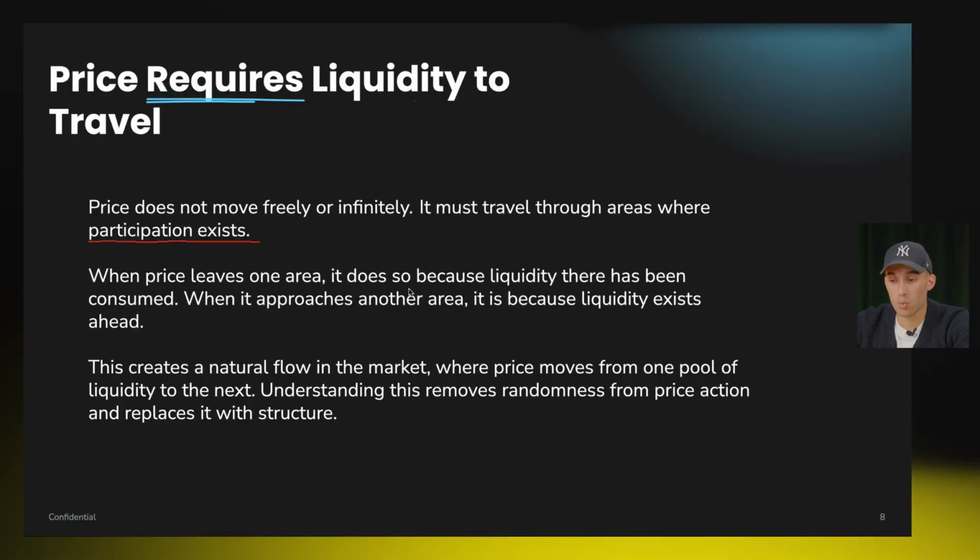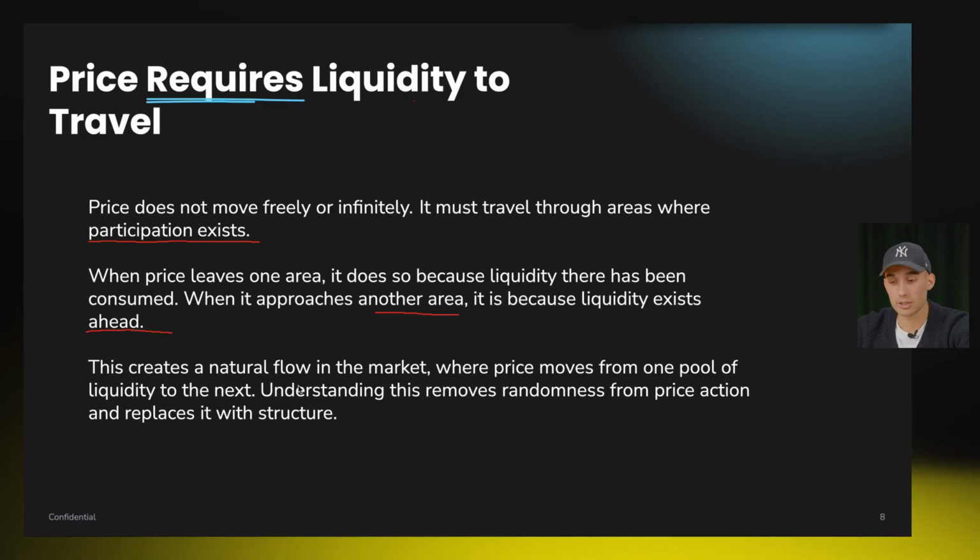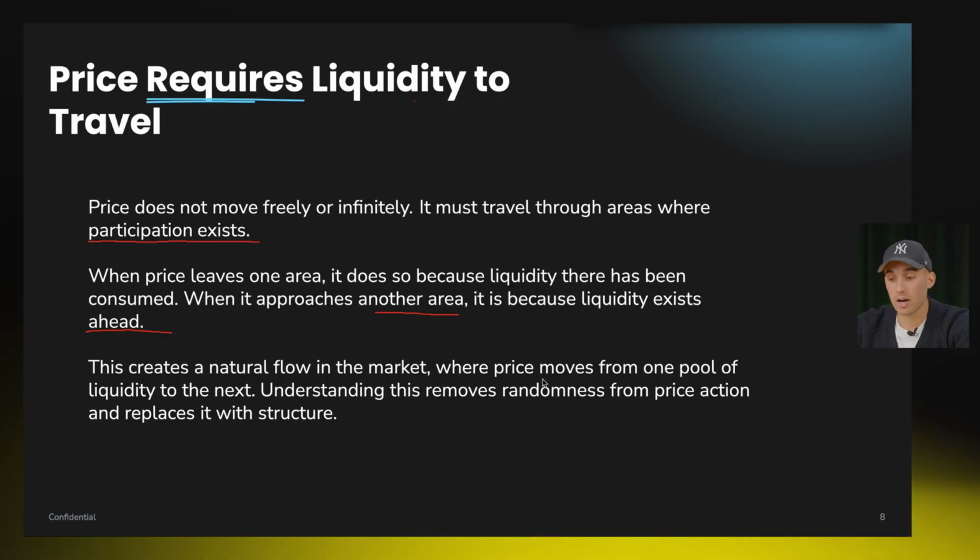So again, just like I view buyers to have liquidity at the lows and sellers to have liquidity at the highs, when price leaves one area, it does so because liquidity there has been consumed. It approaches another area because liquidity exists ahead. Just like how lows are run, we run for the highs, vice versa. This creates a natural flow in the market where price moves from one pool of liquidity to the next. Understanding this removes randomness from price action and replaces it with structure. Liquidity pools give price purpose.